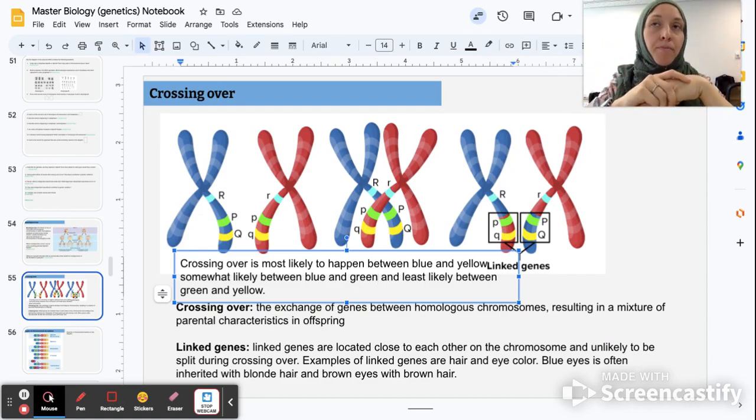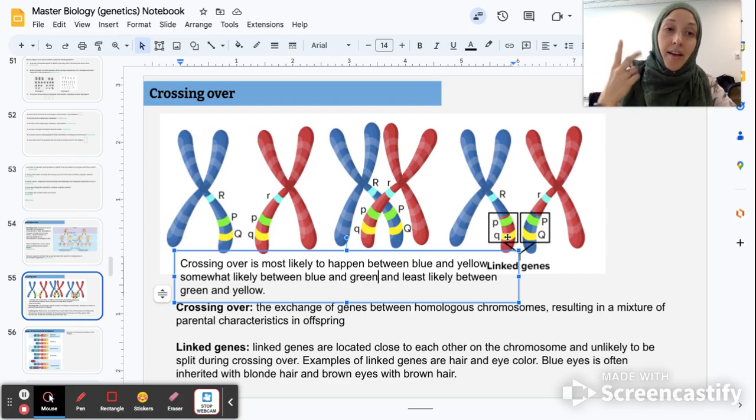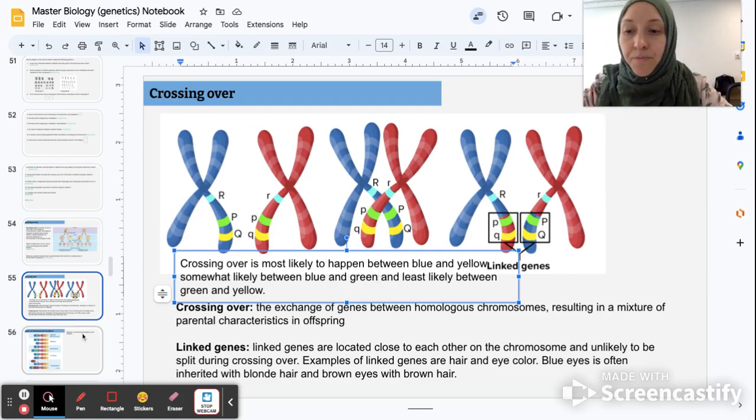For example, if my maternal chromosome says blonde hair, blue eyes, and my paternal chromosome says brown hair, brown eyes, when I'm making my gametes, I'm probably either going to put the brown hair, brown eyes, or the blue-eyed blonde hair, okay? I'm probably not going to put blonde hair with brown eyes because crossing over and that shuffling of alleles is unlikely to happen between genes that are close together, like eye color and hair color, okay?